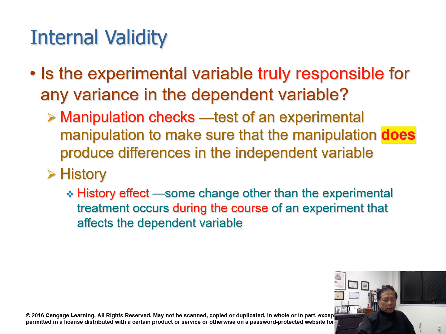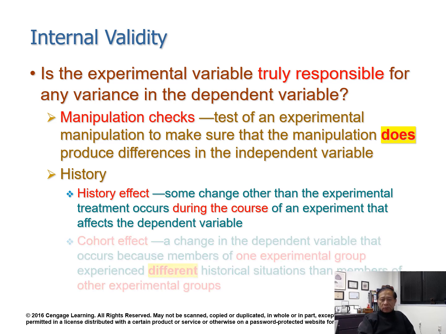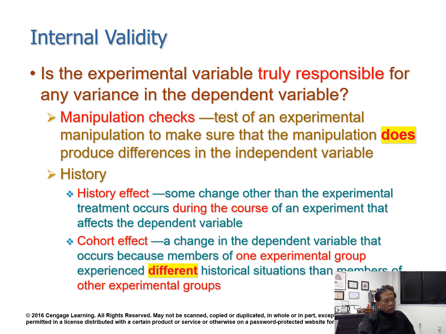There is a history effect. What's a history effect? Some change other than the experimental treatment occurs during the course of the experiment that affects the dependent variable. We call that the history effect. There's also the cohort effect. A cohort effect is a change in the dependent variable that occurs because the members of one experimental group experience a different historical situation than the ones in other experimental groups. Right? It's a cohort effect.